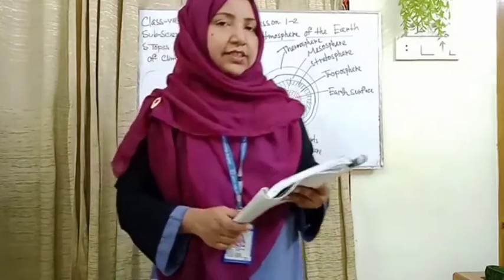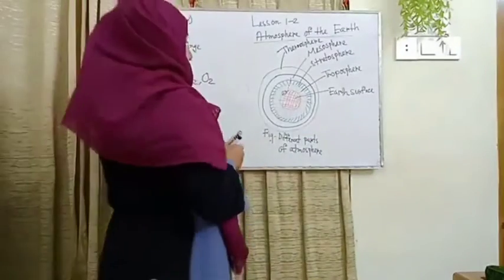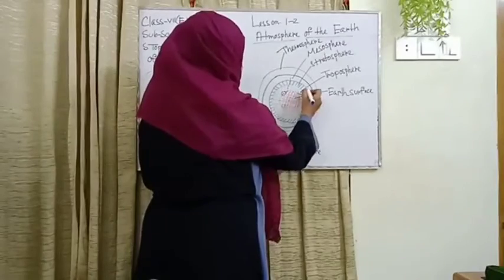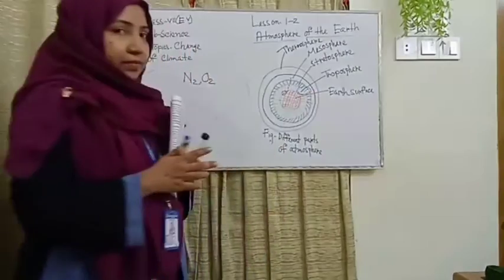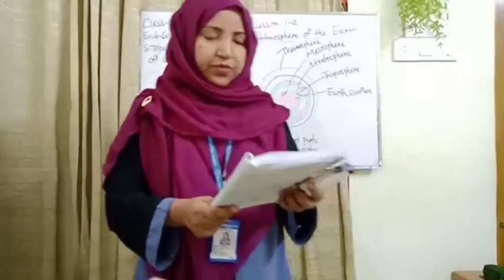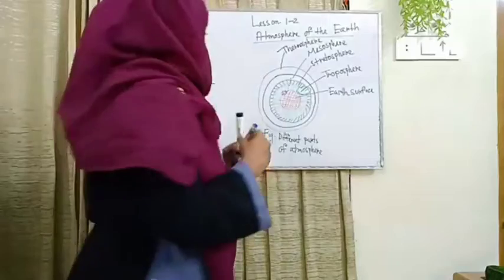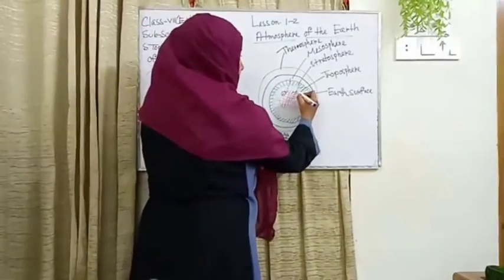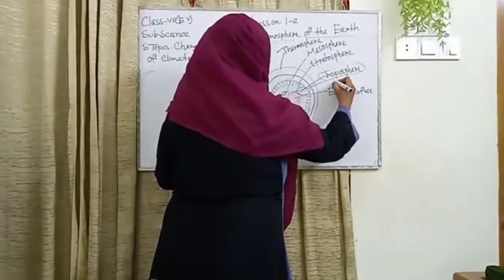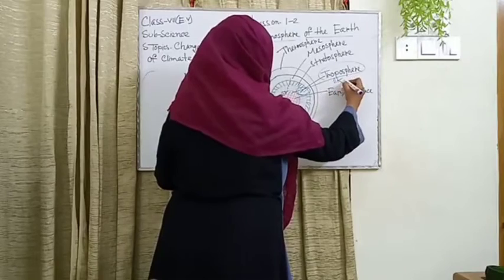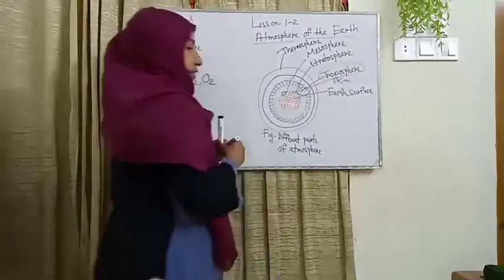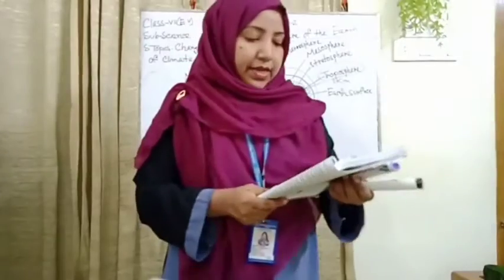The first structure is the troposphere. Here I just draw this. This structure is the troposphere. Please everyone see the books. Troposphere. Up to 11 kilometers from the Earth's surface forms the troposphere. Here this type of the troposphere is also up to 11 kilometers. Please everyone write this: 11 kilometers.